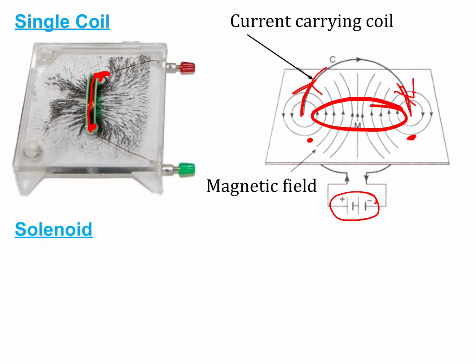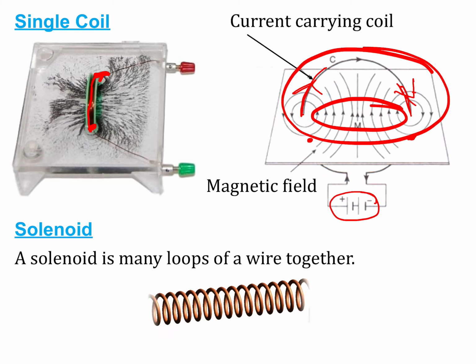If now we make a solenoid, a solenoid means that we take coils like this and we put lots of them.